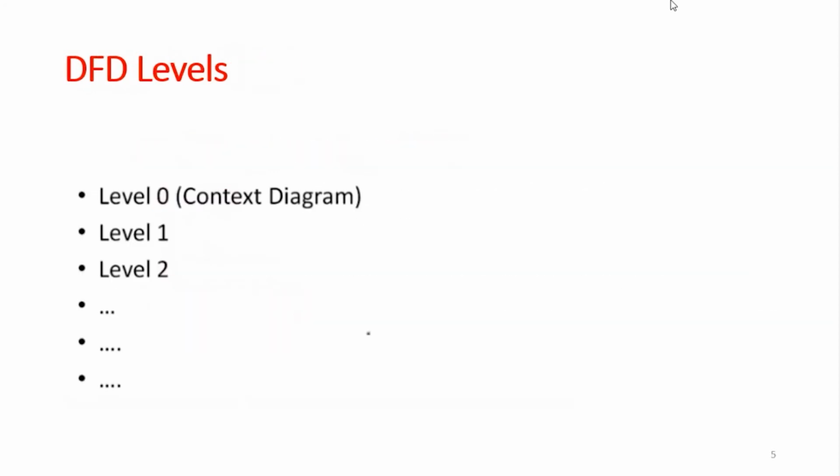Now the next is the DFD labels. There are many labels: level 0, level 1, level 2. First of all, how does this whole DFD thing go? First, we start with a broad overview of our system, which we represent in the level 0 diagram, also known as the context diagram of our system. In that case, the entire system is shown as a single process.